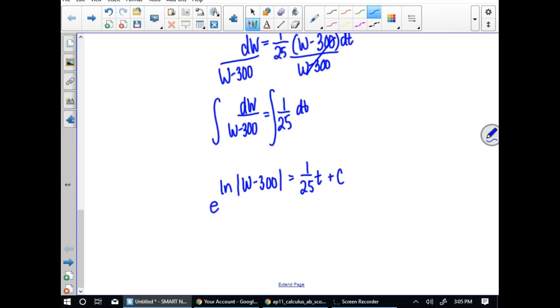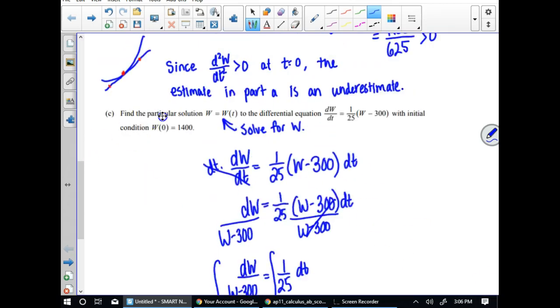So to do that, we would first need to do e to the on both sides to get rid of that natural log. So we'll have w minus 300 equals c e to the t over 25. And then we move the 300 over to the other side. So we would have w equals c e to the t over 25 plus 300. Okay, so this is our general equation, but we still have a c, and this asks for a particular solution.